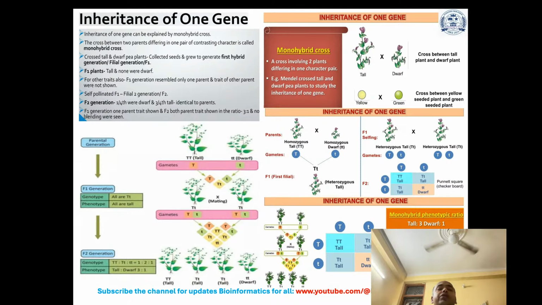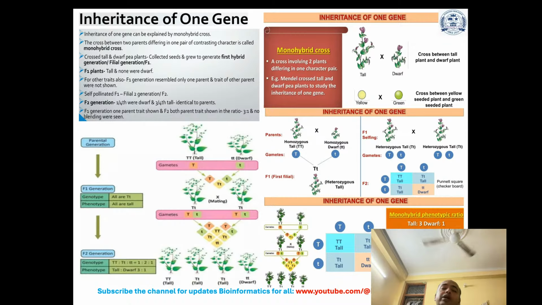Now, the inheritance of one gene can be explained by a monohybrid cross, the cross between two parents. The cross between two parents' offspring in one pair of contrasting characters is called a monohybrid cross. Mendel crossed tall and dwarf pea plants, collected seeds and grew them to generate the first hybrid generation, or first filial generation, that is F1. The F1 plants were all tall and none were dwarf. For other traits also, the F1 generation resembled only one parent, and the trait of the other parent was not shown.